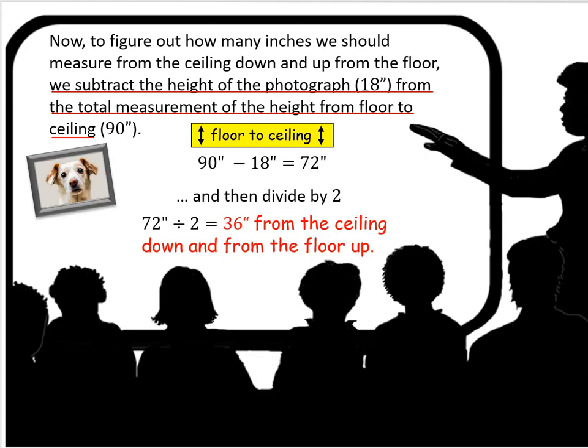So 90 inches minus 18 inches is 72 inches. And then just like before, we're going to divide by 2 so that we have an equal distance between the ceiling and the photograph and the floor and the photograph. So 72 inches divided by 2 is 36 inches from the ceiling down and 36 inches from the floor up.